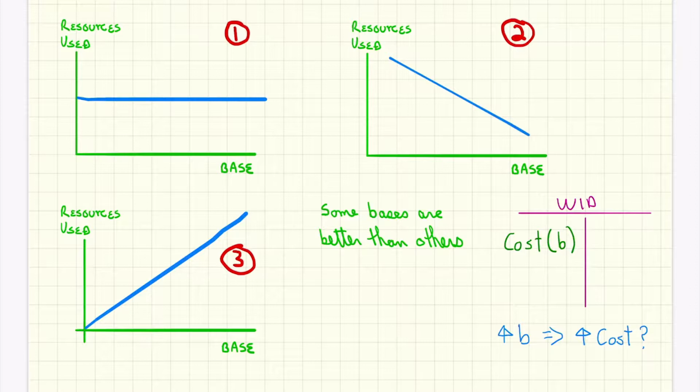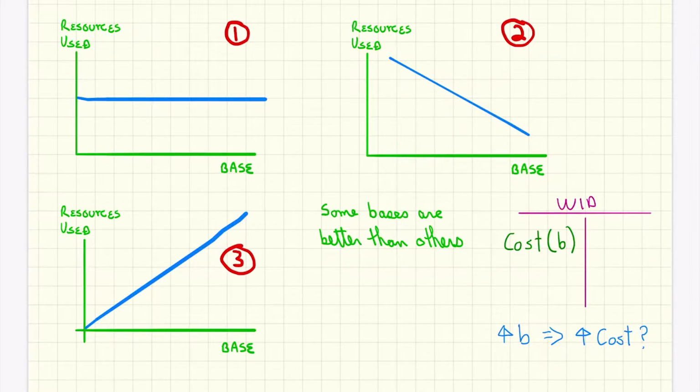In figure 2, in this case, as the base increases, the resources used decline. And then in case 3, we get a positive relationship, where as the base increases, then the amount of resources used increases. That would be consistent with the resource being a variable cost. So as you can see, depending on the nature of the cost, some bases are definitely better than others.